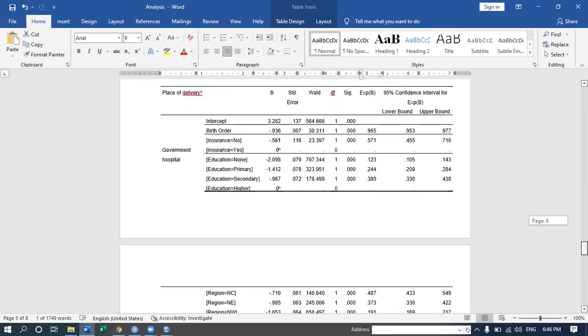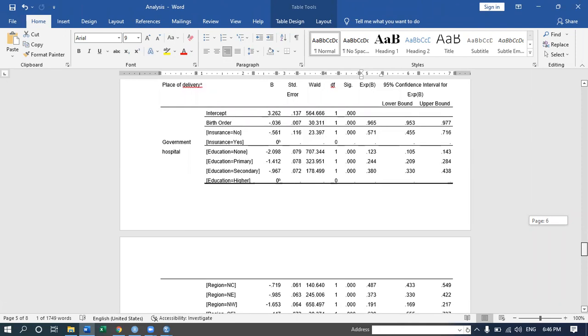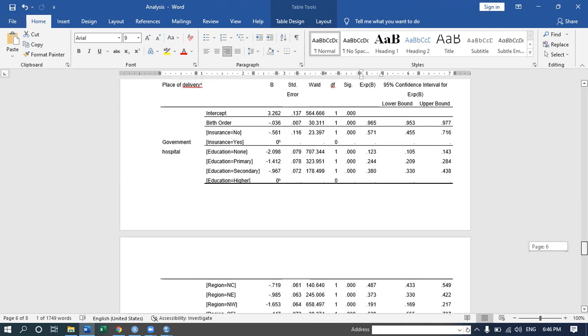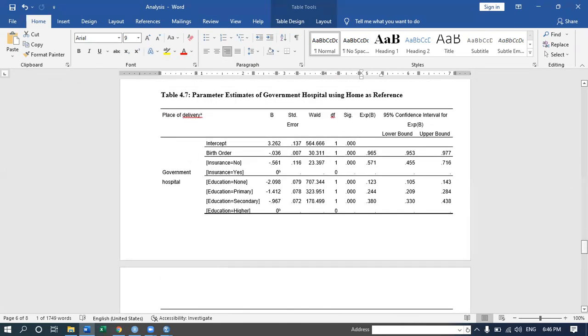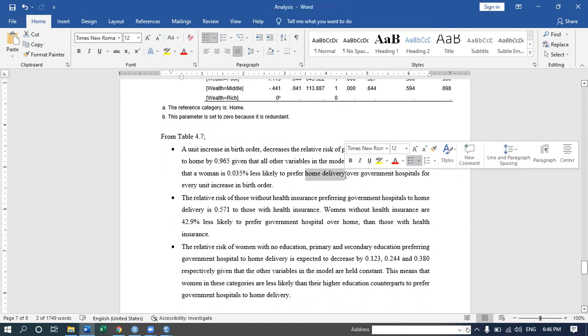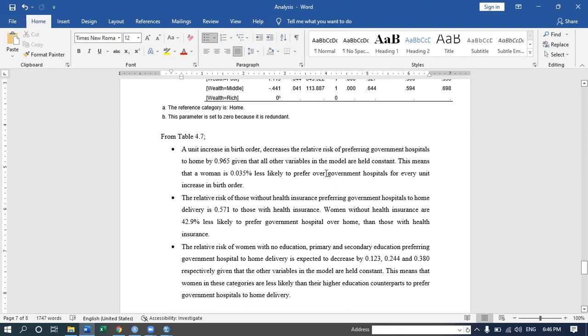Then I went to government hospital, and I also did same. So I interpreted it based on birth order. I don't need to explain much, but let me just show you. So birth order here is negative. So every unit increase in birth order. Let me see if that mistake. I think I still made that same mistake here. Government hospital is supposed to come first. So we are comparing government hospital against home delivery. So that's it. The same thing for everyone.